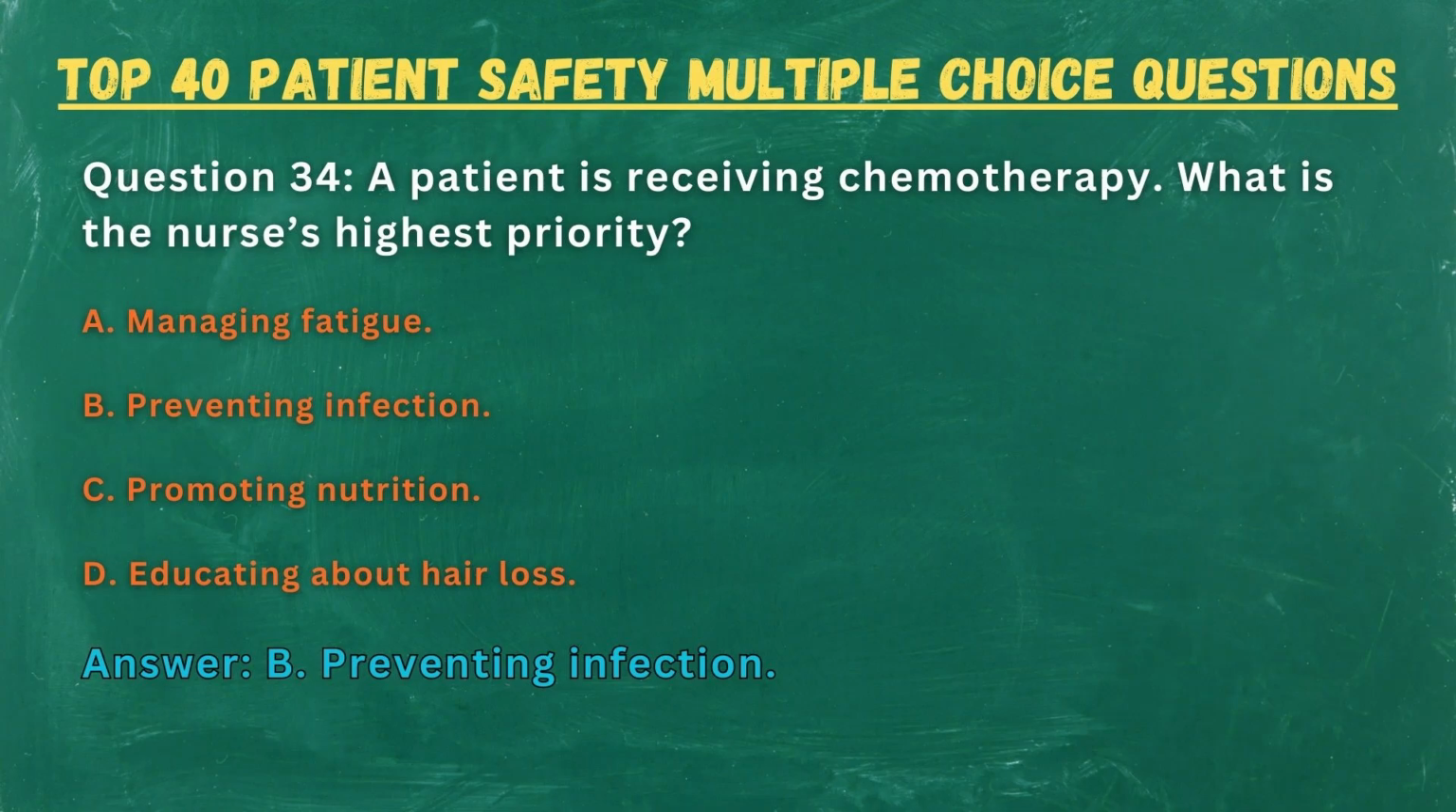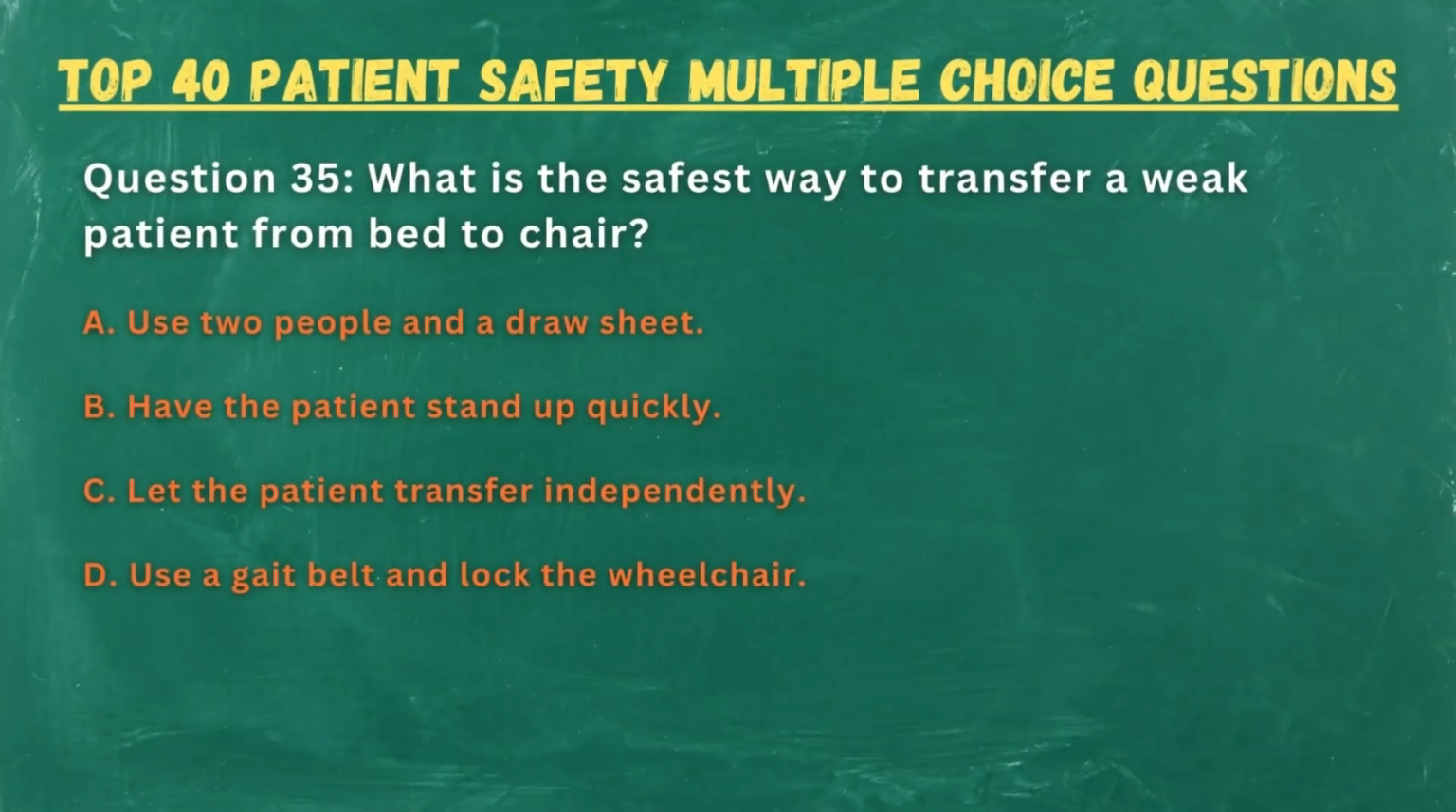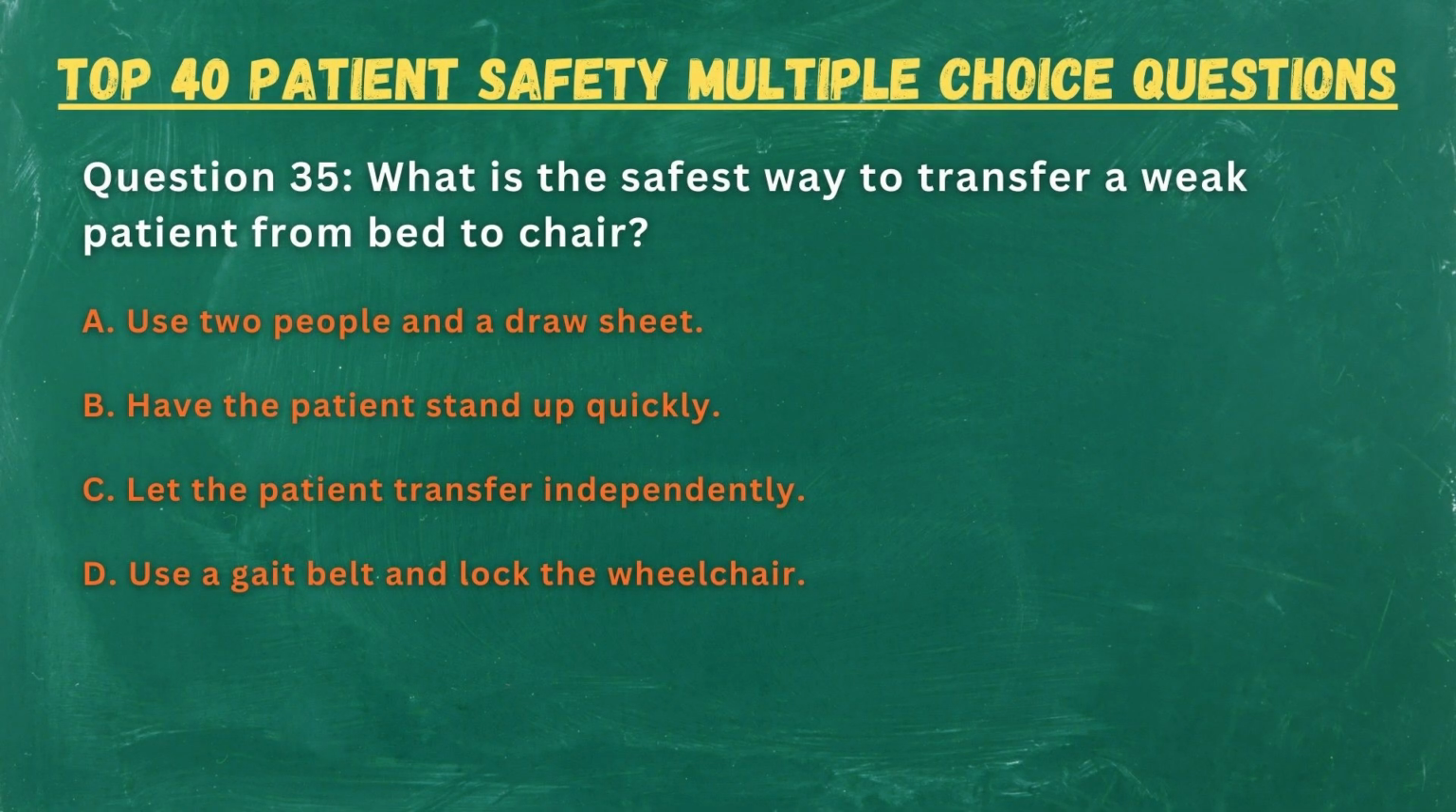Answer: B. Preventing infection. Question 35. What is the safest way to transfer a weak patient from bed to chair? A. Use 2 people and a draw sheet. B. Have the patient stand up quickly. C. Let the patient transfer independently. D. Use a gait belt and lock the wheelchair.